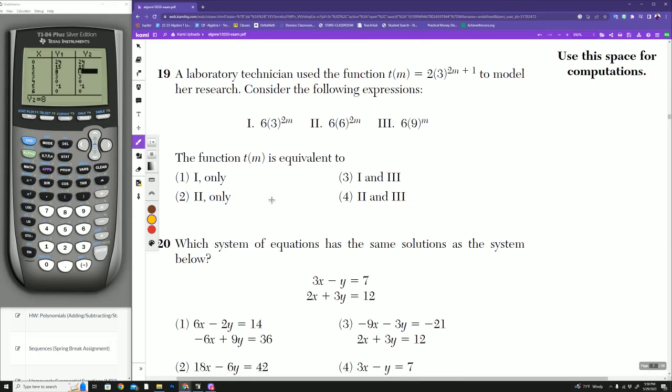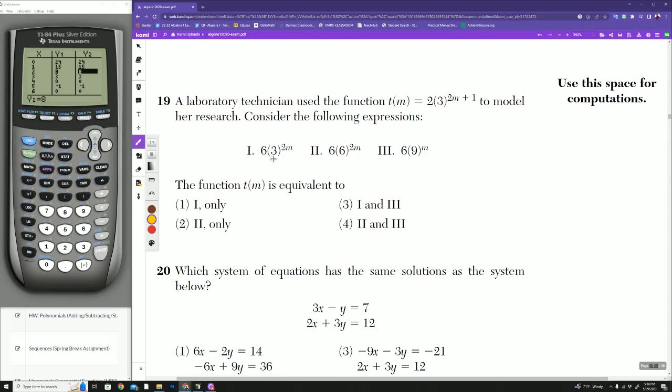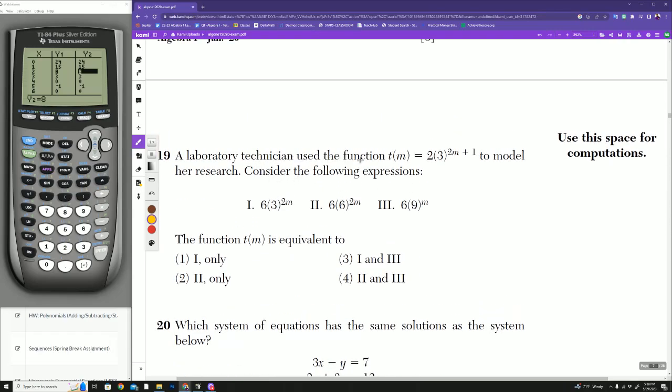No. Oh, wait. So here we have a laboratory technician used a function, this is the function, to model her research. Consider the following expressions. The function t of m is equivalent to, so we see those words again. We're going to go back. So this time we have to check all three options.